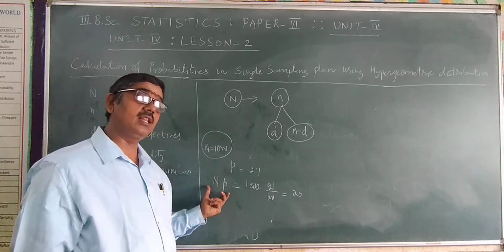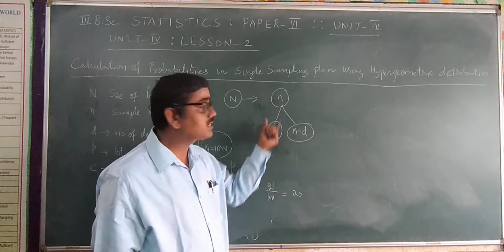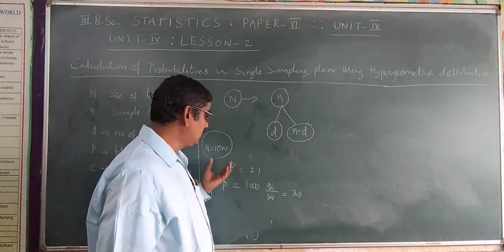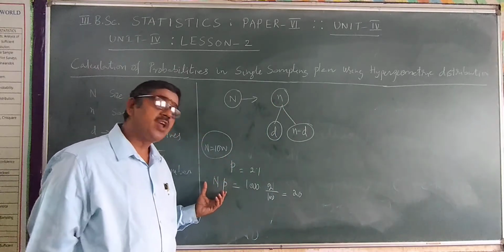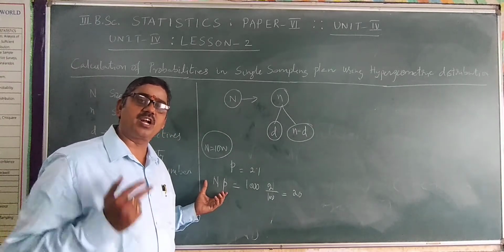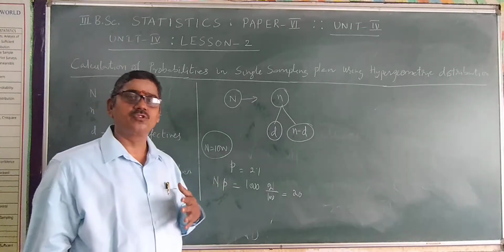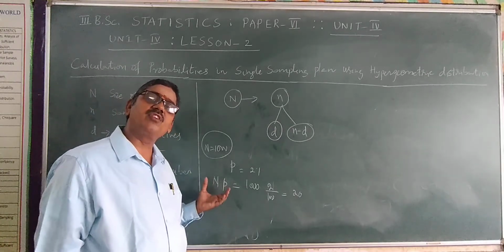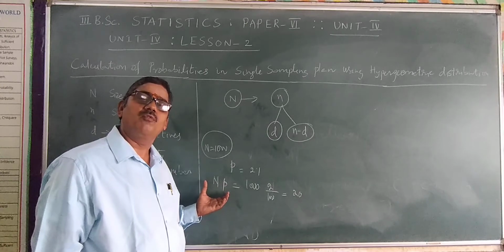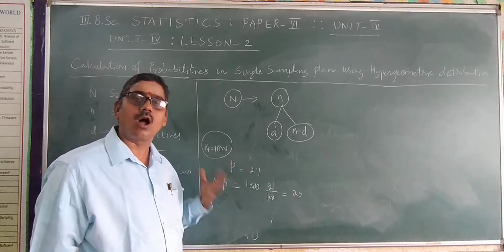Number of defectives in the lot. These are the number of defectives found in the sample. This is exactly the expected number of defective items, to specify clearly. So these are the number of defective items that may be in the lot.